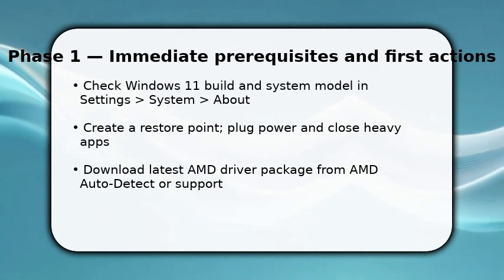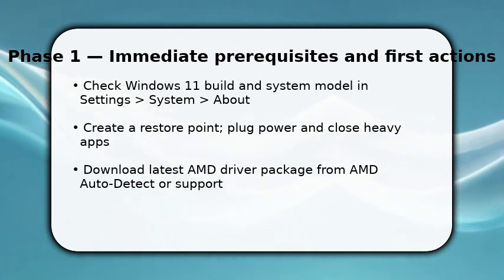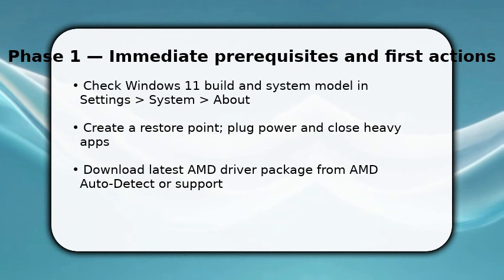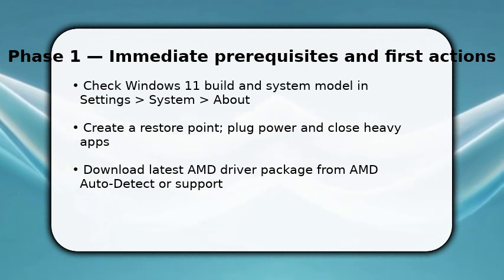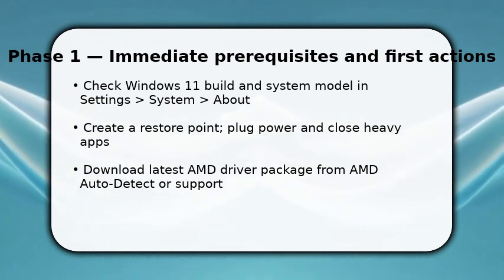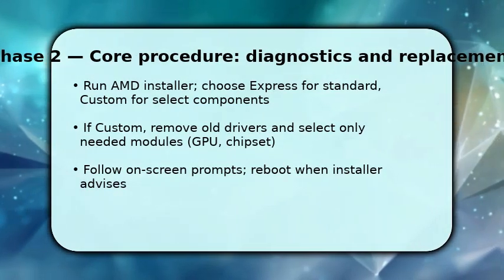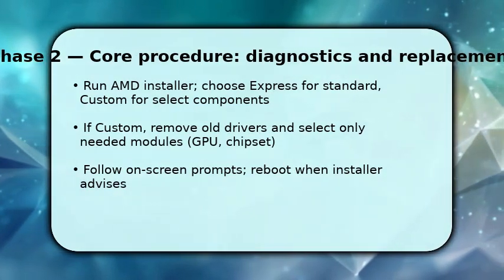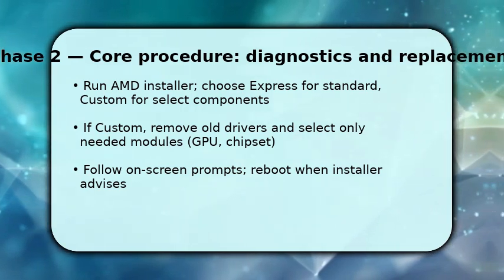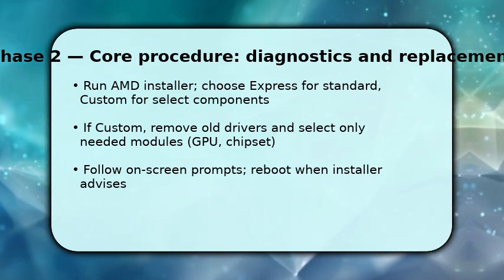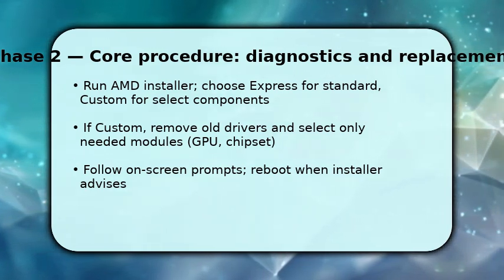No extra waiting. So open the downloaded file and get ready to choose Express or Custom install options in the next step. Run the AMD installer and decide Express for a fast, full install or Custom if you want control. If you pick Custom, use the cleanup option to remove old drivers. This avoids conflicts, and then tick only the GPU or chipset components you need.